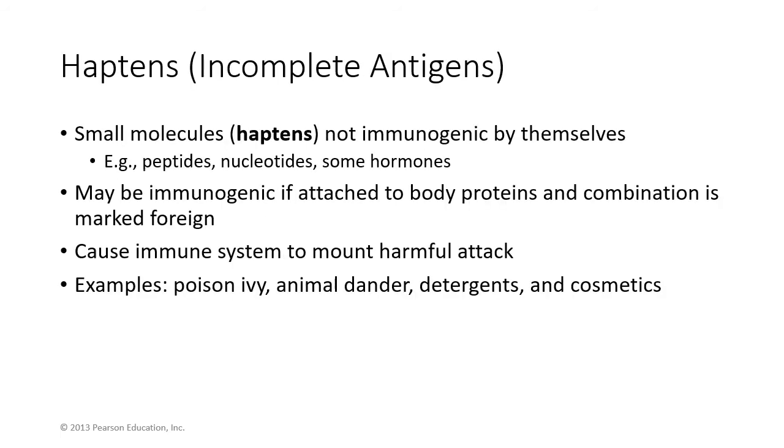Now, there are some antigens that are incomplete, and they have a term for that. They're called haptens. These are small molecules that are not immunogenic by themselves. Very small peptides, nucleotides, some hormones, but they may become immunogenic if they're attached to body proteins and the combination is marked foreign. And they can cause the immune system to mount a harmful attack. Not everybody responds to these, but some people do, and these are called allergies.